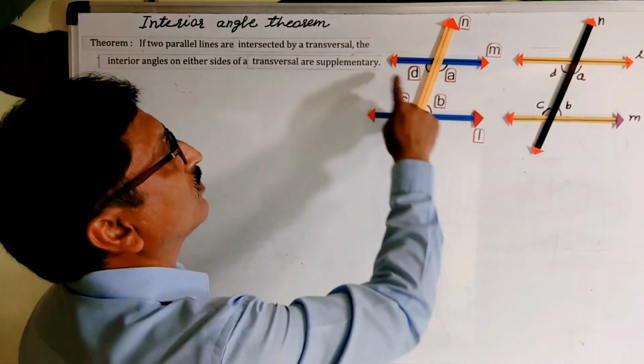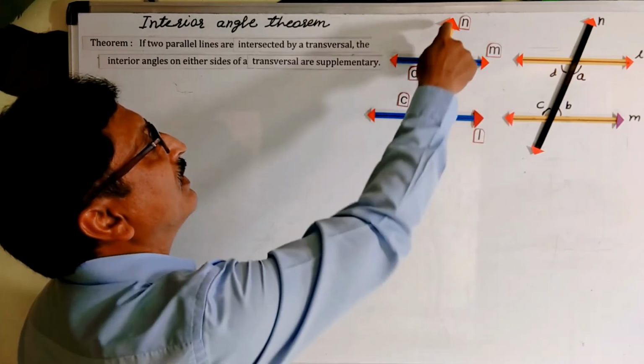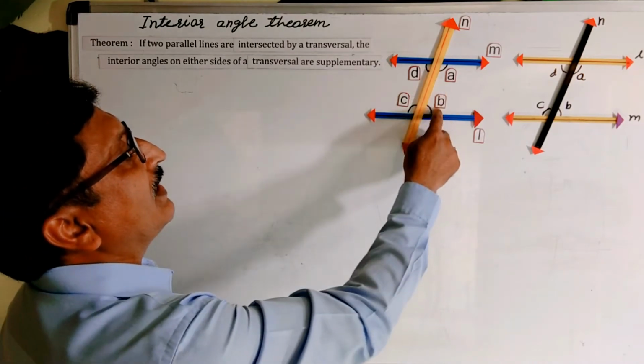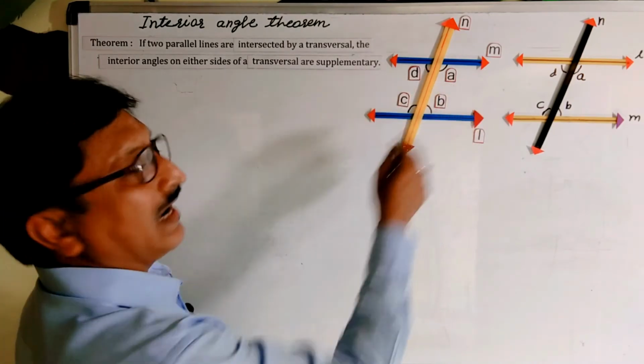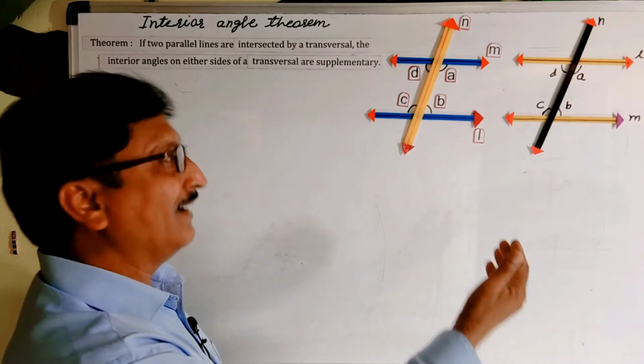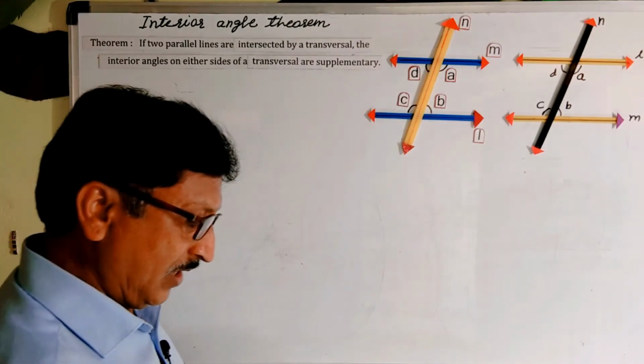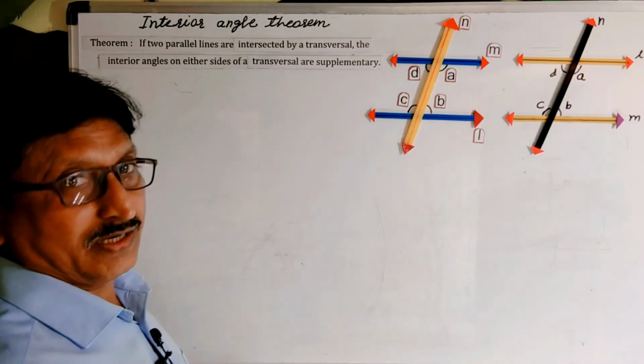That means you have to draw two parallel lines L and M. There is a transversal line N, and you have to show the interior angles. See, these interior angles A and B are on the right hand side, and angles C and D are on the left hand side, and therefore we have to first write the given, whatever you have taken.